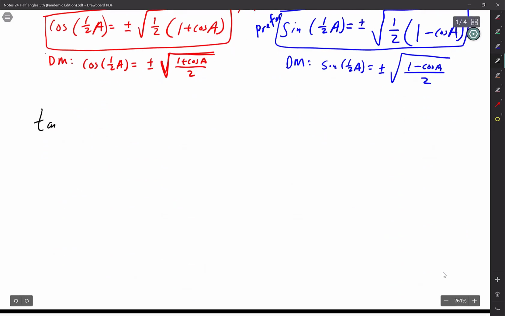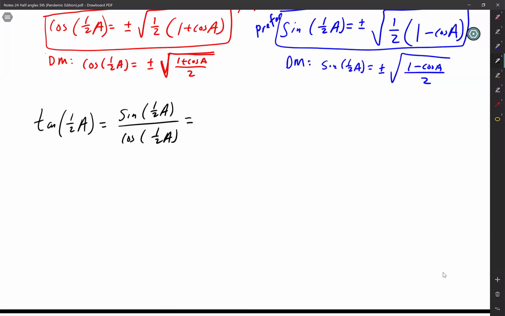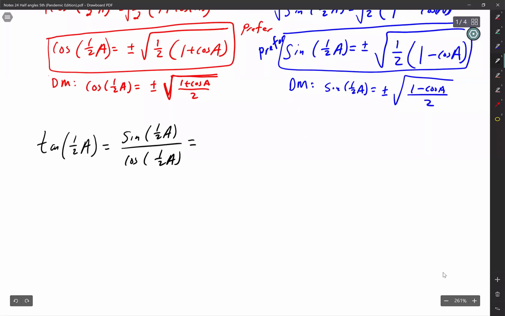All right, guys. Last one, and we'll go kind of briefly through it. I want tan of half a. Well, tan of half a, I know, is sine of half a over cosine of half a. Don't worry if you don't know where these formulas are coming from, that is fine, as long as you know how to use them. Sine of half a is equal to this expression in blue. So I'm going to write plus minus the square root of 1/2 times 1 minus cosine a, all divided by plus minus the square root of 1/2 times 1 plus cosine a.